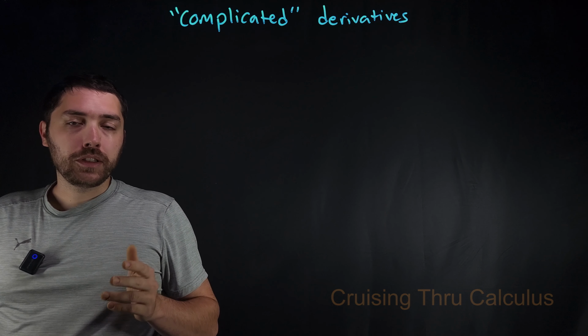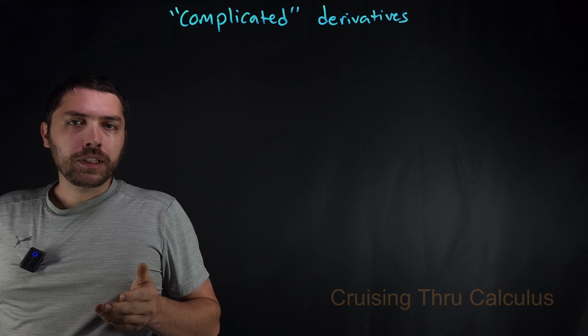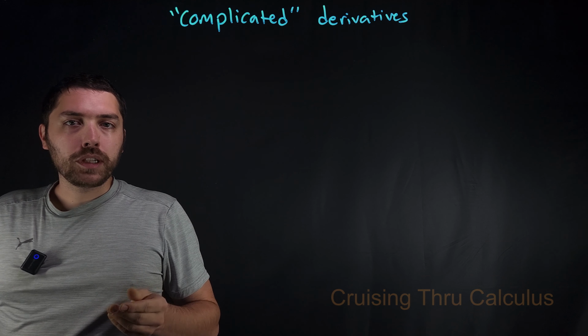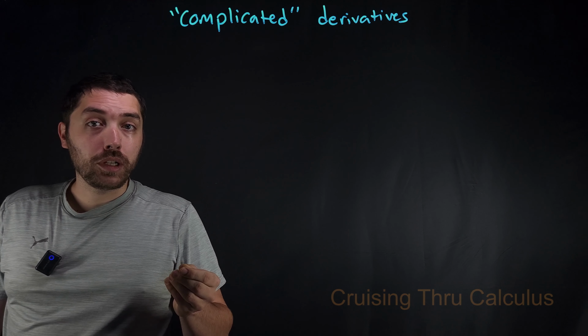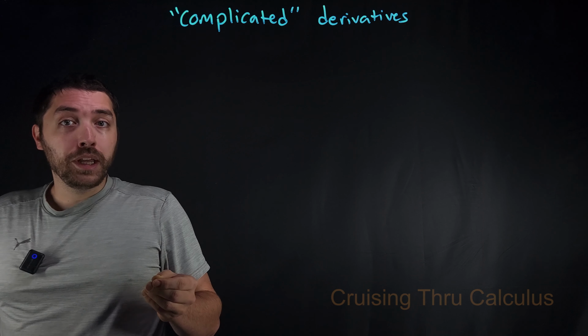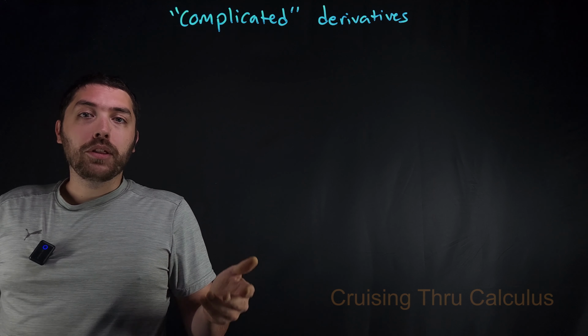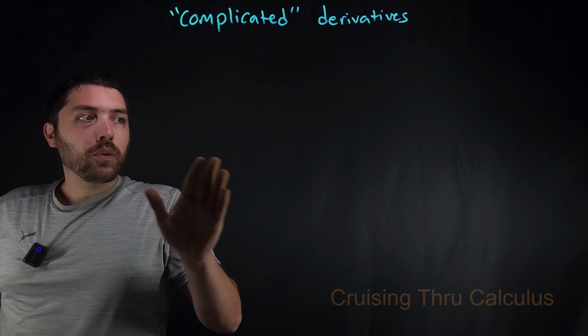Now, complicated is of course subjective here. What I mean when I say complicated derivatives is that we're going to be using the chain rule, and then when we're using the chain rule, we're going to need the quotient rule. And then perhaps in the middle of that, we'll need another rule. So we're going to have a lot of work ahead of us.